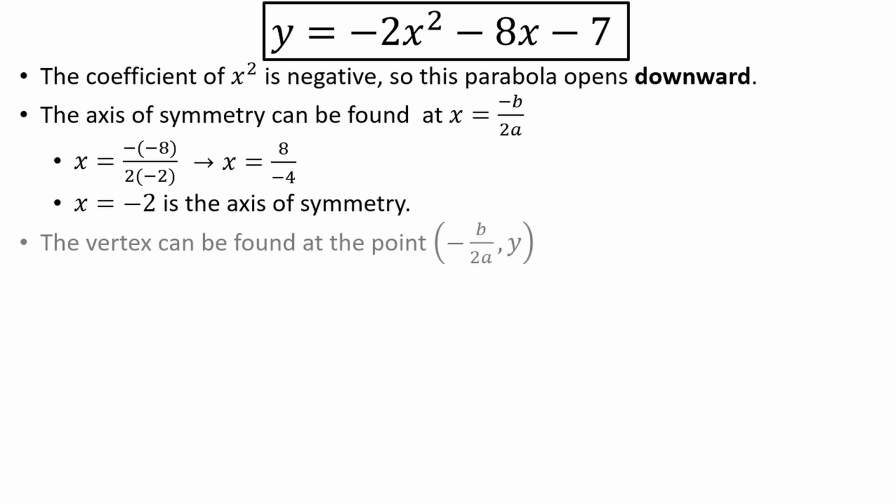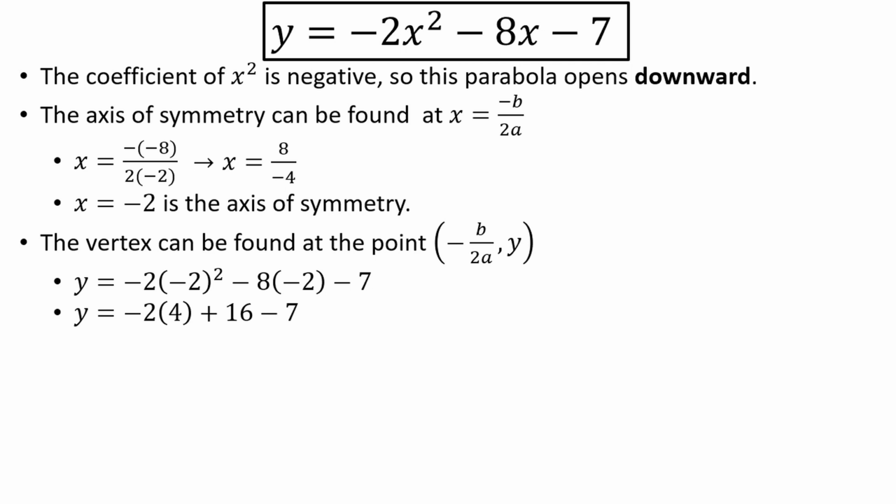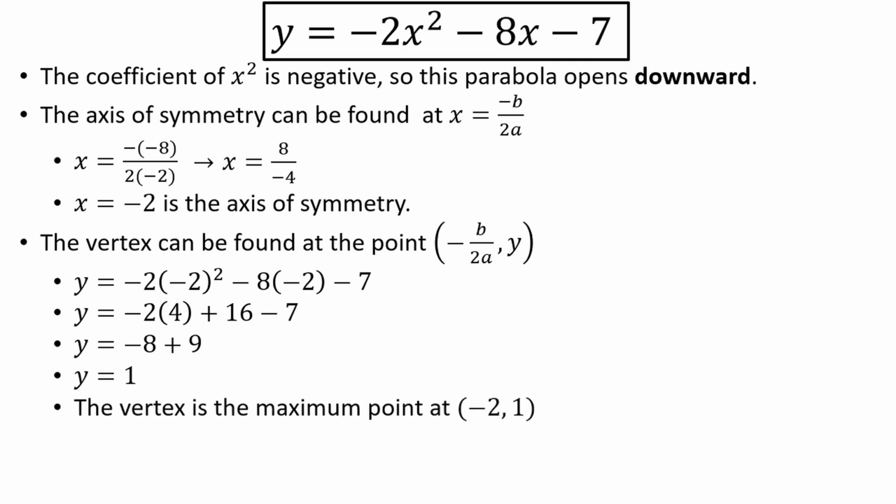Also remember that the vertex of the parabola occurs at the axis of symmetry. So if we want to find the vertex, all we have to do is plug in x equals negative 2 into the function. Negative 2 times negative 2 squared minus 8 times negative 2 minus 7 simplifies to negative 2 times 4 plus 16 minus 7, or negative 8 plus 9, which is equal to positive 1. This is the y-coordinate of the vertex. We already found that the x-coordinate is the axis of symmetry of negative 2, so that means that the vertex of this parabola is at the point negative 2, 1.